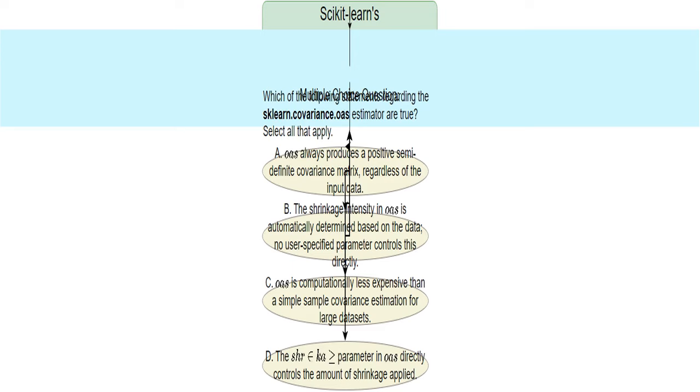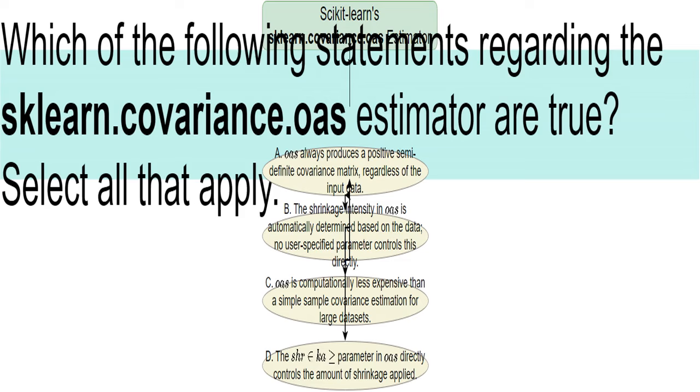This section poses a multiple-choice question testing your knowledge of the OAS estimator. Get ready to put your Scikit-learn skills to the test. I'm asking you to evaluate 4 statements about the OAS estimator and select all the true ones. This assesses your understanding of its key properties and functions.